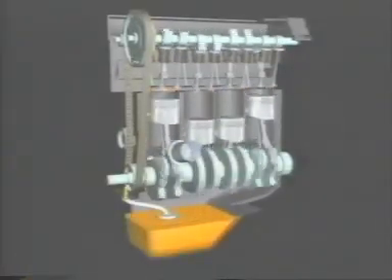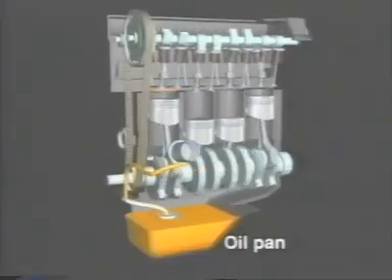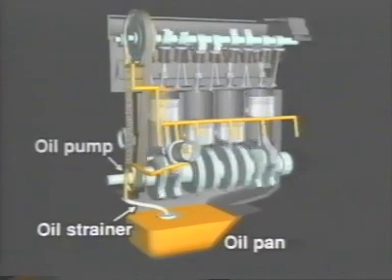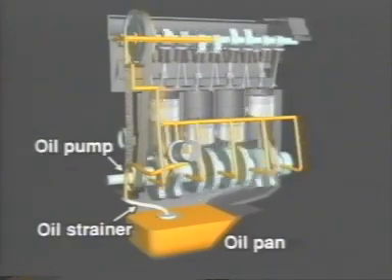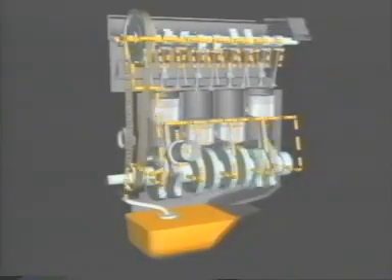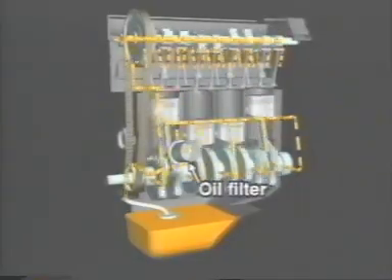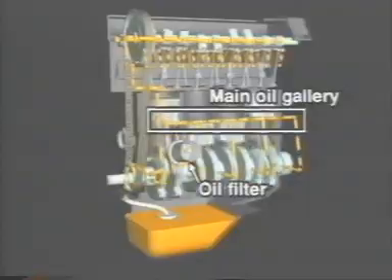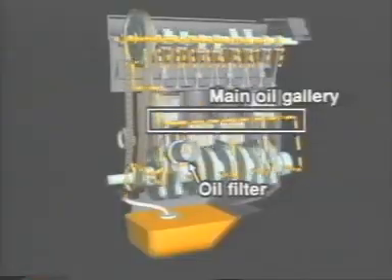In this type of system, engine oil stored in the oil pan is first filtered through the oil strainer and then sent to the oil pump. The oil pumped up by the oil pump is further filtered through the oil filter and sent through the main oil gallery of the cylinder block to each crank journal and crank pin of the crankshaft. The oil is jetted out to lubricate the pistons and cylinders.